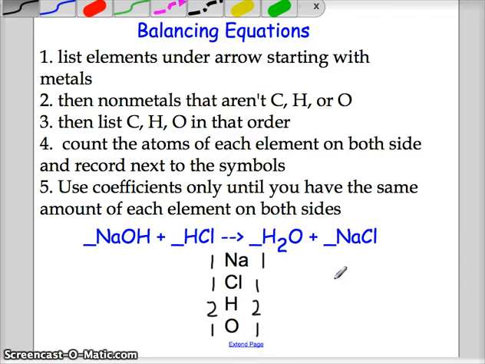Now, if your numbers aren't the same, you're going to use coefficients only until you have the same amount of each element on both sides. In this case, we do not need to add any coefficients because there's understood 1s here. If there's no coefficient, it's understood to be a 1. And we don't need to add them because if you look, everything is the same. So this is a balanced equation already. Let's move on to the next page.